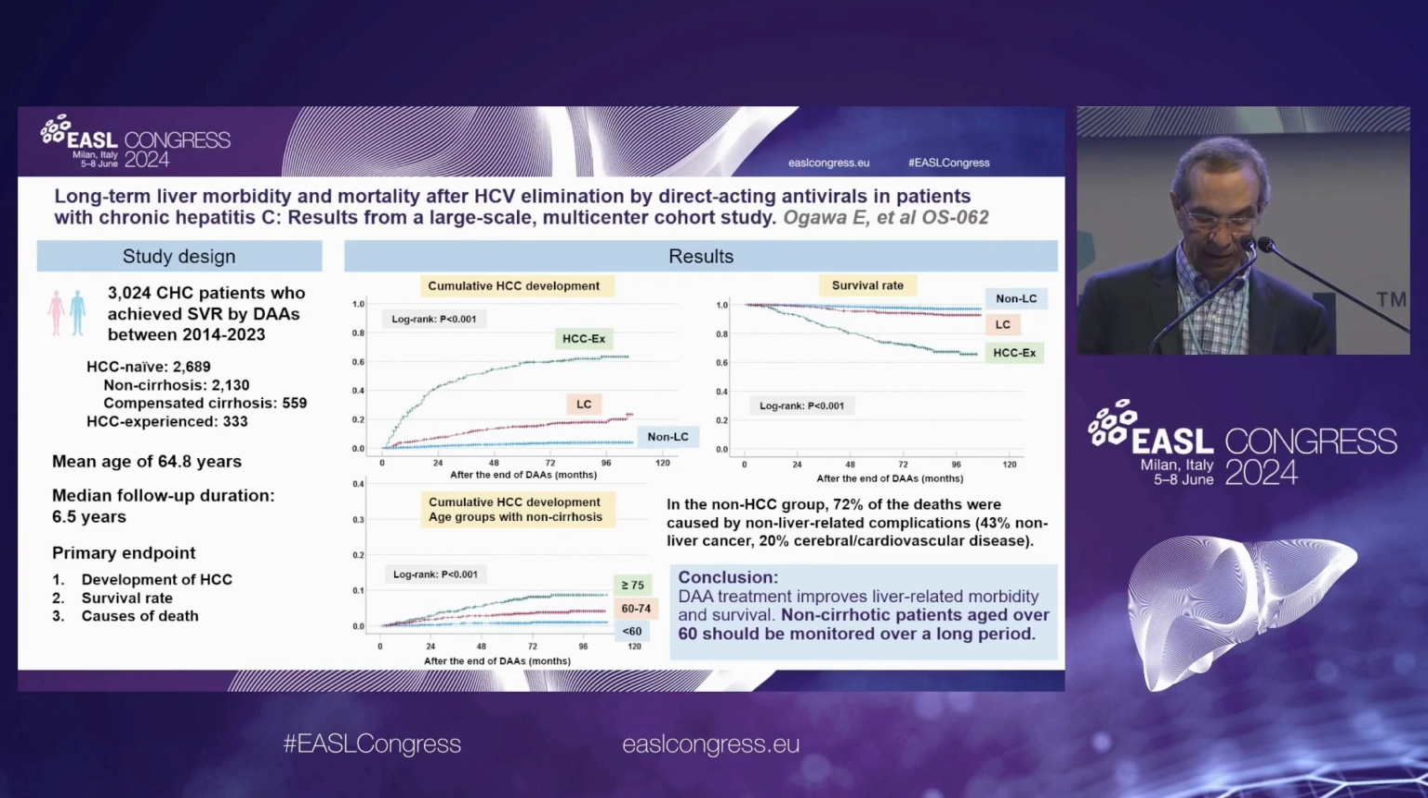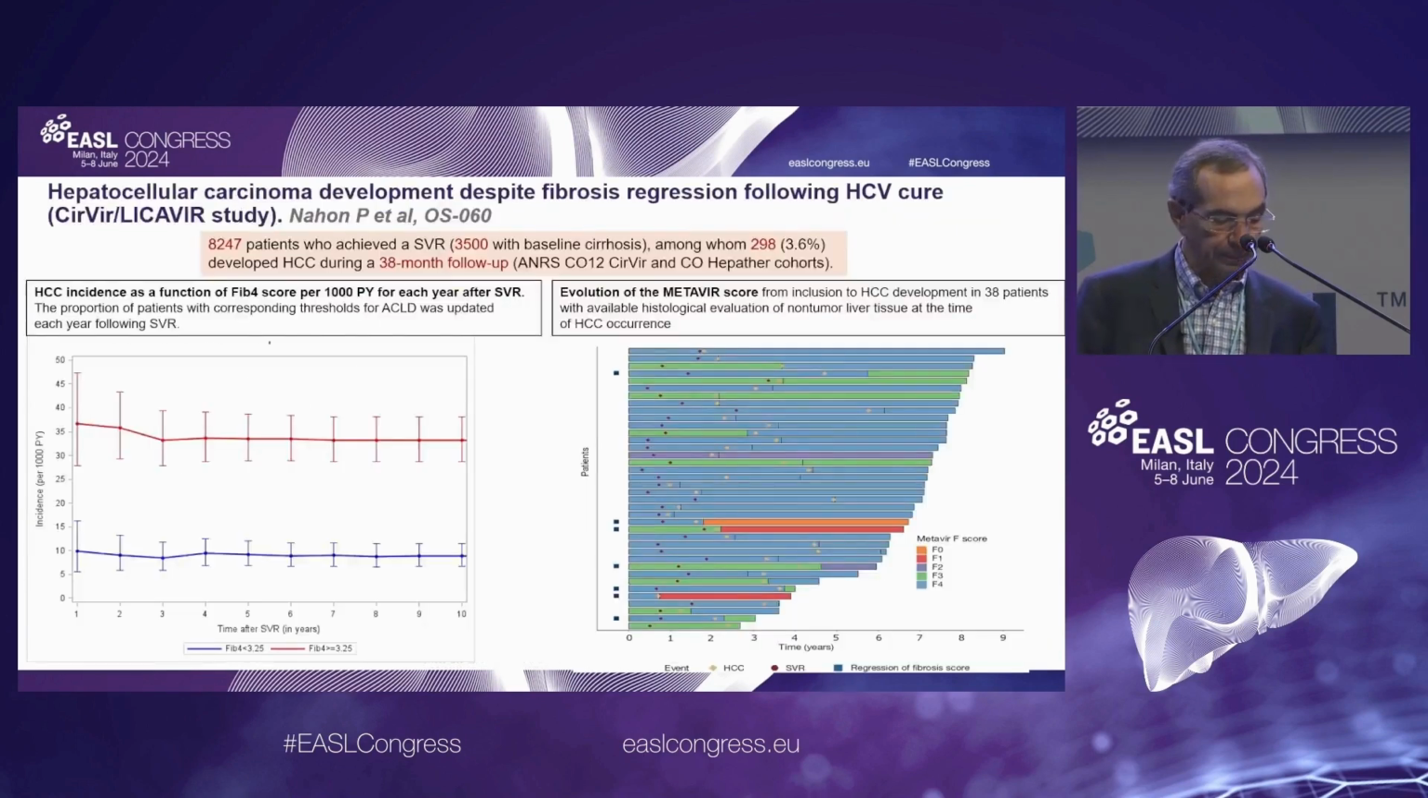But very interestingly, in that cohort, they looked at the subgroup of non-cirrhotic patients who were shown to develop liver cancer, especially in the age group over the age of 60. So this is providing clinical information that non-cirrhotic patients over the age of 60 should be monitored over a long period.